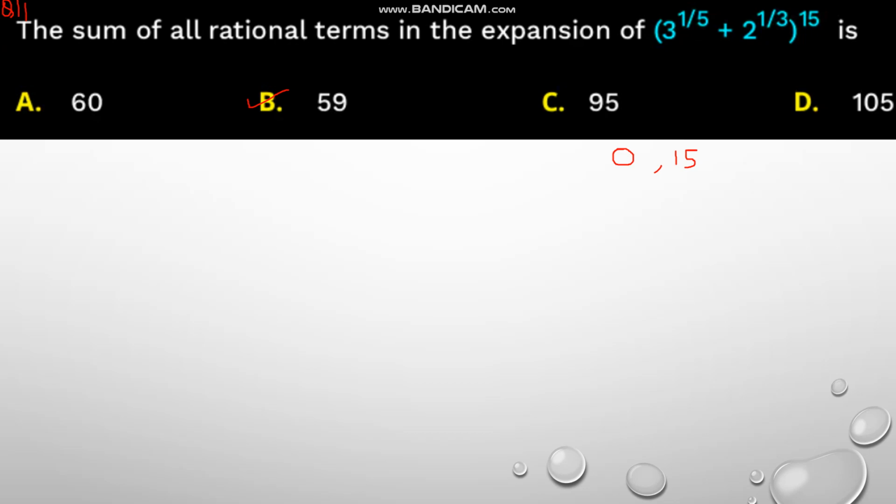0 and 15 are the values of r I was talking about. Now let's write the general term: 15 C r multiplied by 3 to the power (15 minus r) by 5, multiplied by 2 to the power r by 5.